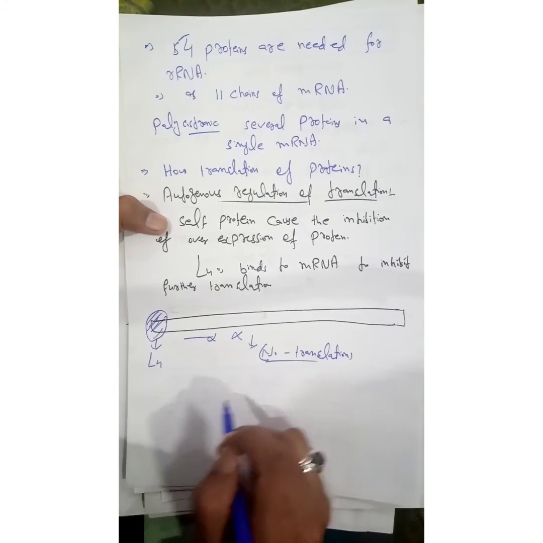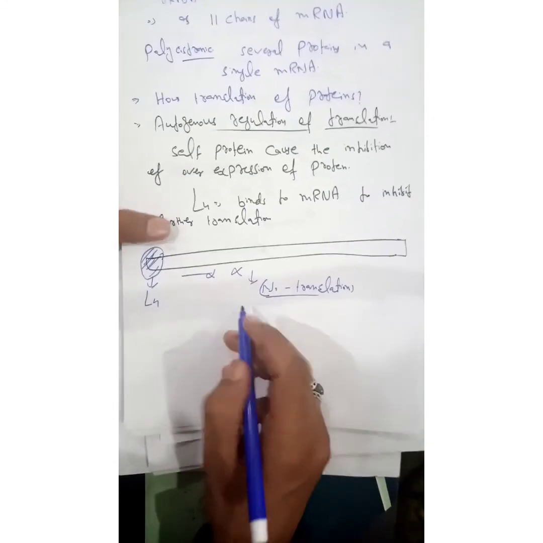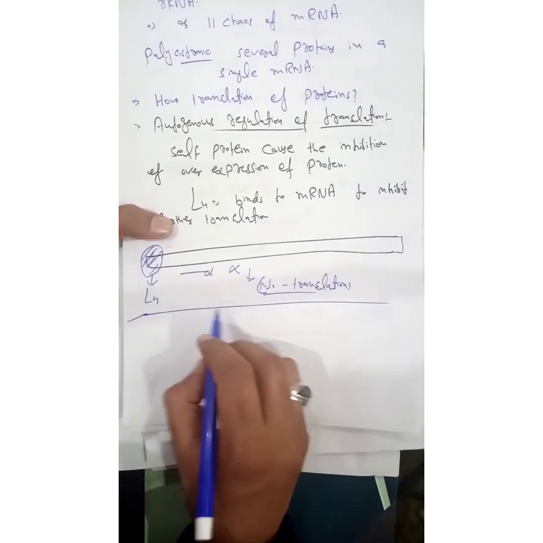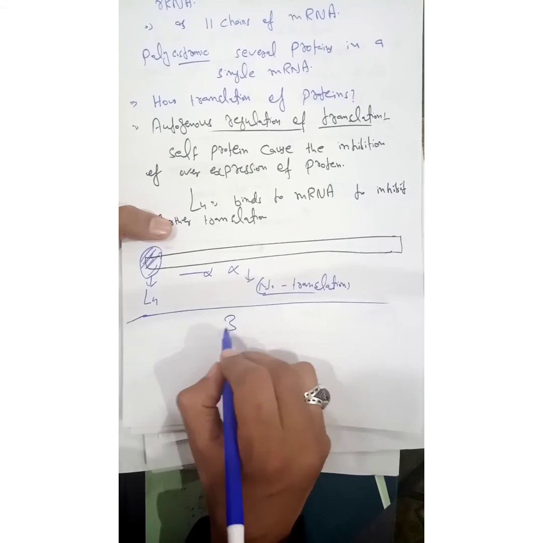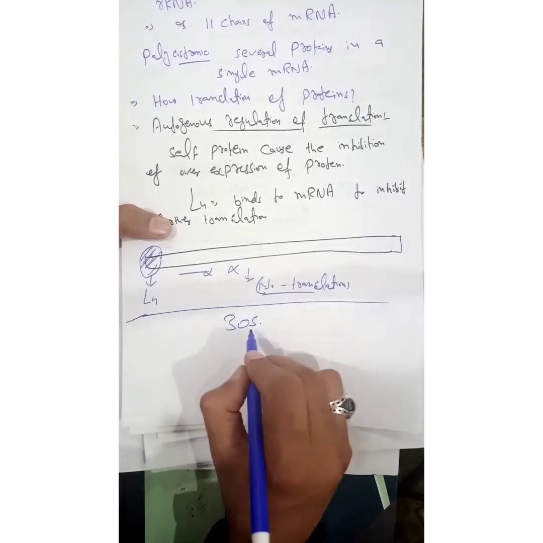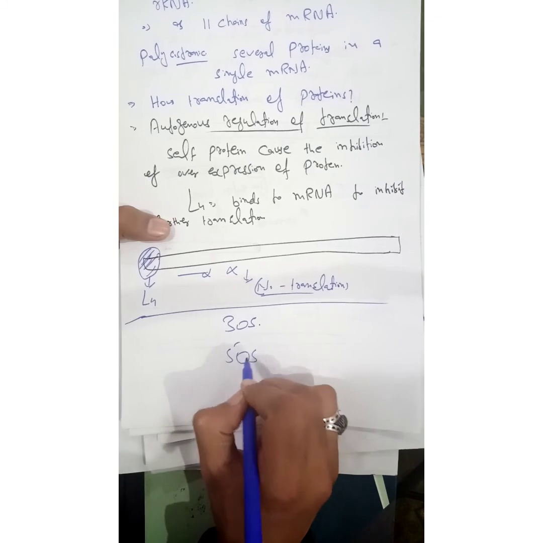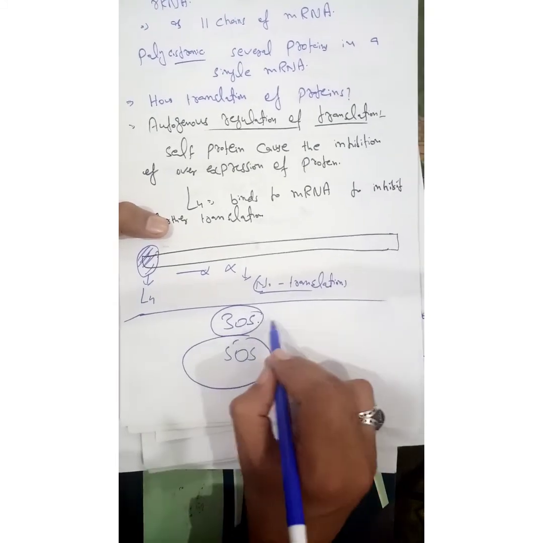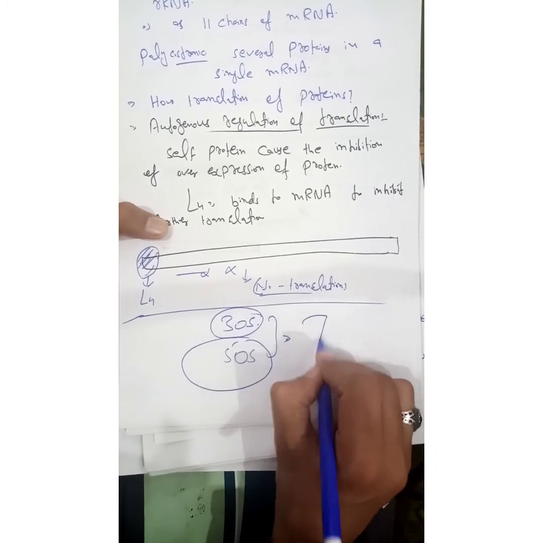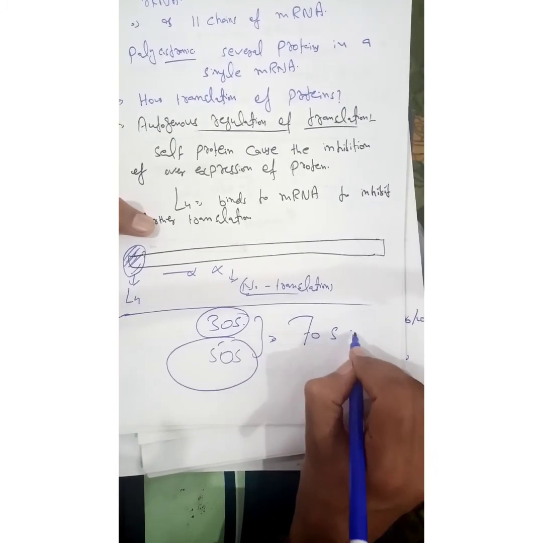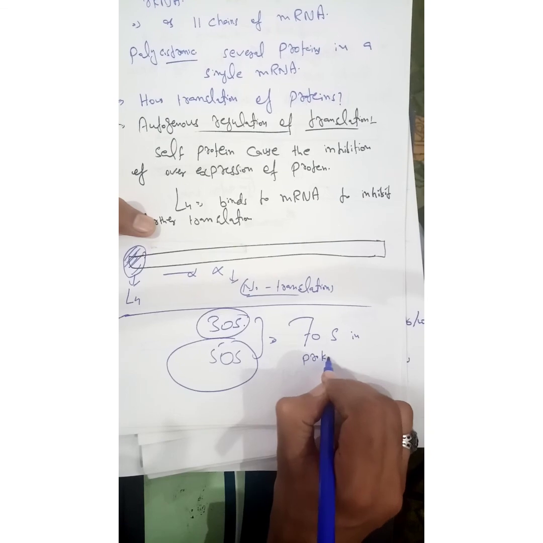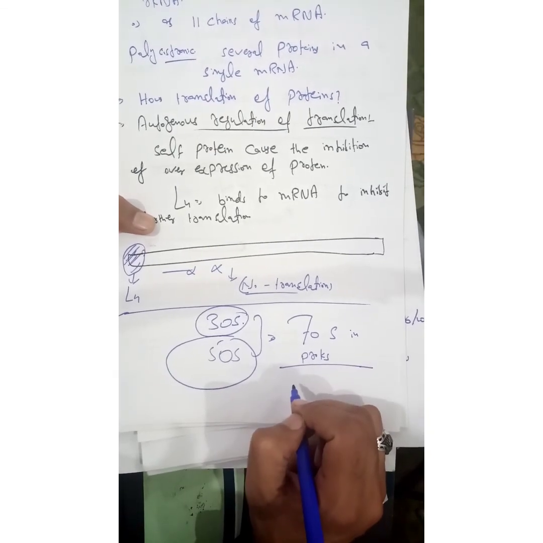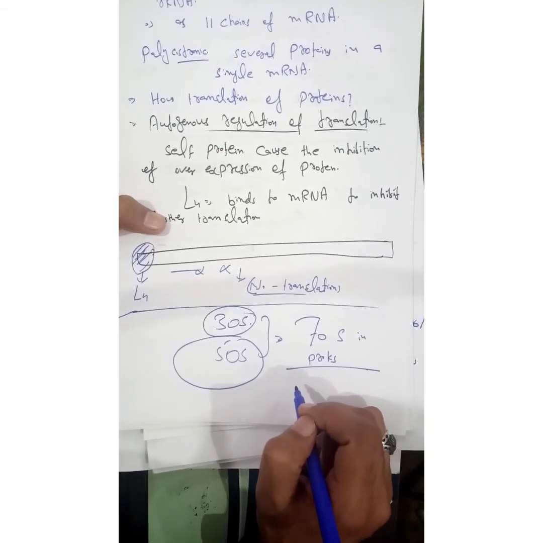So in this way, the two final ribosomal subunits formed in the prokaryotes are the 30S and the 50S. When the 30S and the 50S bind, combined they form 70S in prokaryotes. So this is about the biogenesis of ribosomes in prokaryotes.